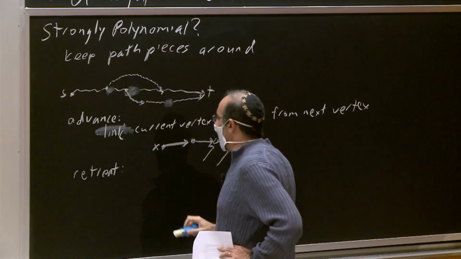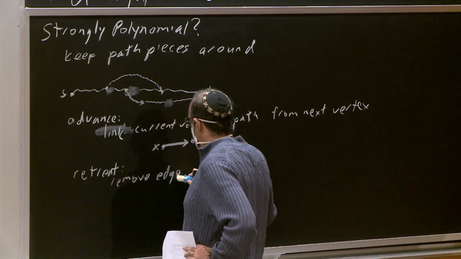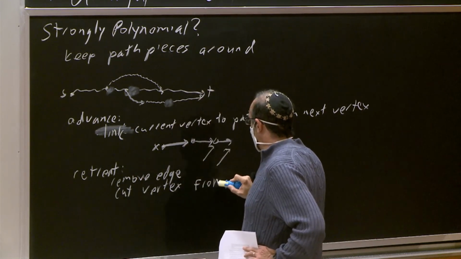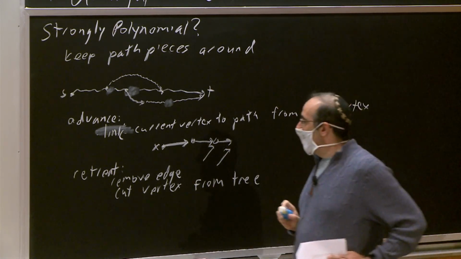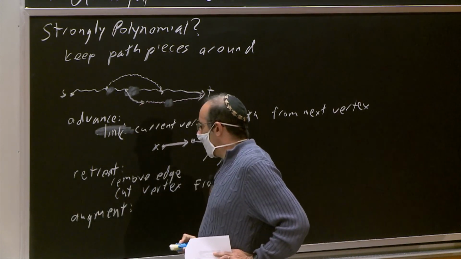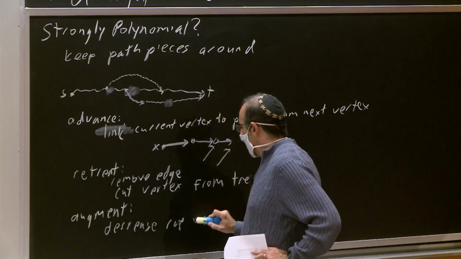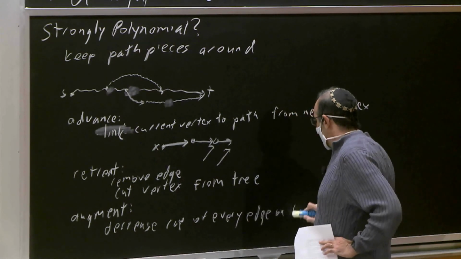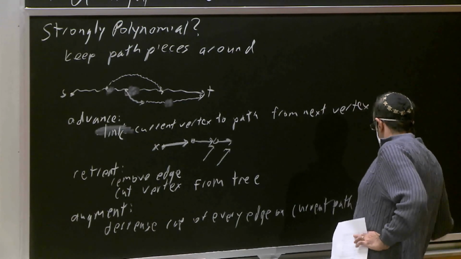If I want to retreat, I'm just going to remove that edge, which is going to cut my vertex from a tree that it is attached to. And finally, if I want to augment, what do I need to do? I need to decrease the capacity of every edge on the current path from S to T.